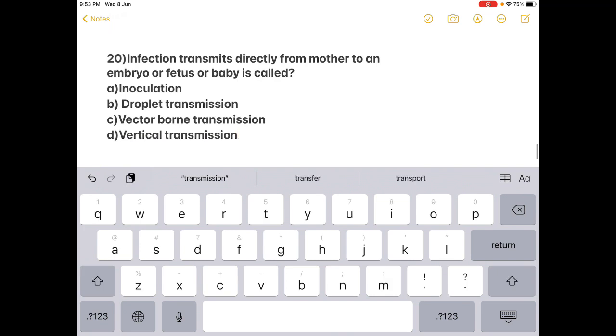The last question. Infection that transmits directly from mother to an embryo or fetus or baby is called option A, inoculation. Option B, droplet transmission. Option C, vector borne transmission. Option D, vertical transmission. The correct answer here is D. Vertical transmission is an infection which transmits directly from mother to an embryo or fetus.